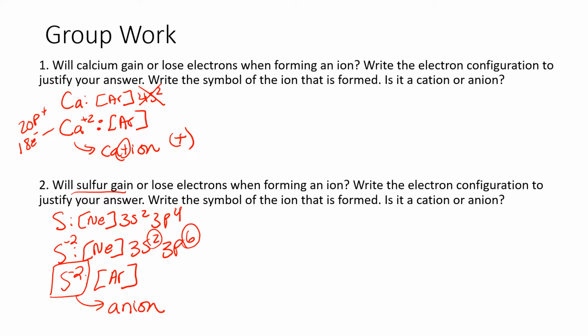Now, if you can see the pattern, calcium here was a metal, and metals tend to form a positive charge by losing electrons. Sulfur was a non-metal, so non-metals tend to form a negative charge, because gaining electrons is a little bit easier for them to get to the nearest noble gas that comes next.